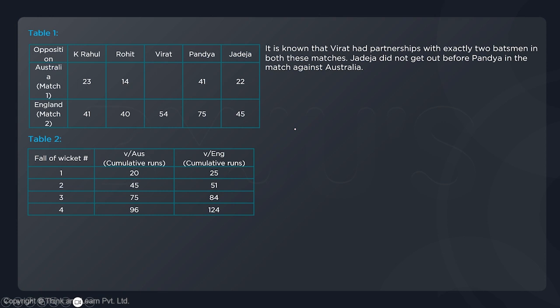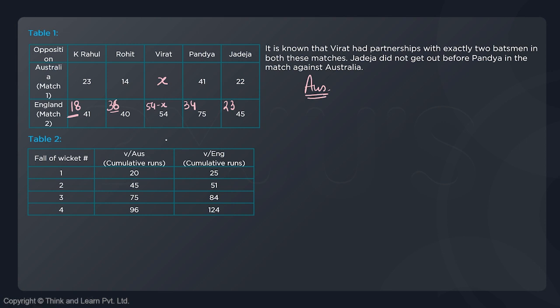So what are we going to do? We'll try to figure out, against Australia and against England, how many runs are scored by which batsman for any of these partnerships. So let's start with Australia first. As I told you, Rahul has scored 18 runs against England. Rohit has scored 36. Virat, we do not know. Pandya has scored 34 and Jadeja has scored 23 runs. These are the runs that they have scored against England. Let us say Virat scored X against Australia. So against England, he would have scored 54 minus X.